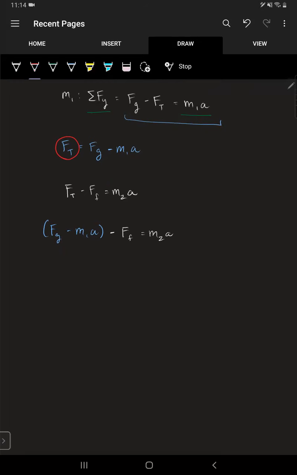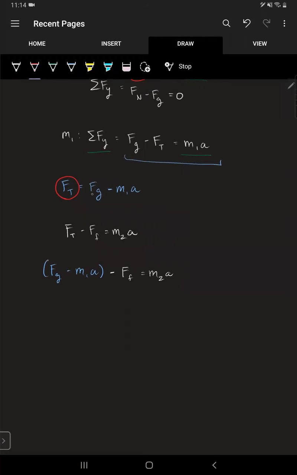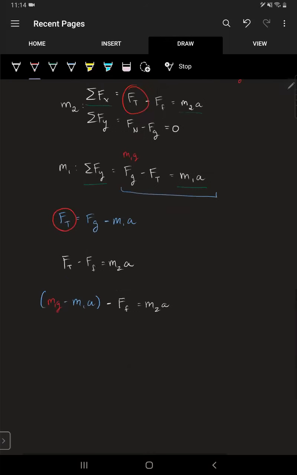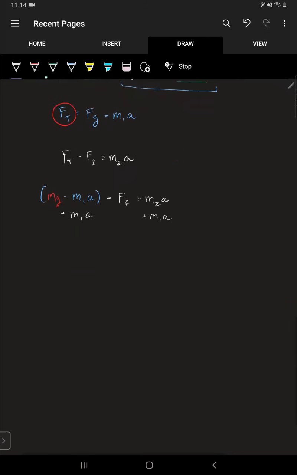Now let's see here. Fg in this blue case, this is actually equal to M1g. So let's substitute that. M1g. All right. Great. So now we have to solve for acceleration. How do we do that? We add M1a to both sides. So now we have M1g minus the force of friction is equal to M2 plus M1 times a.